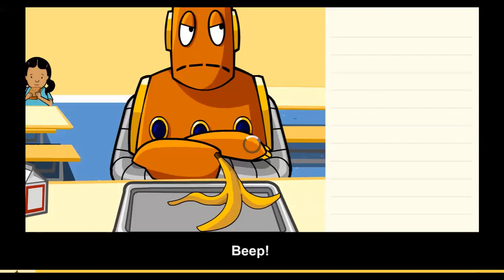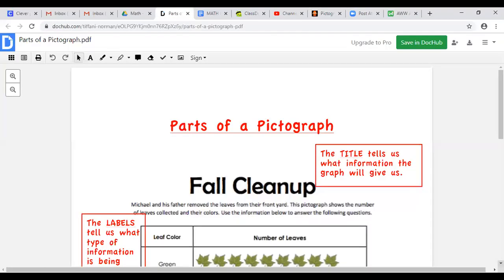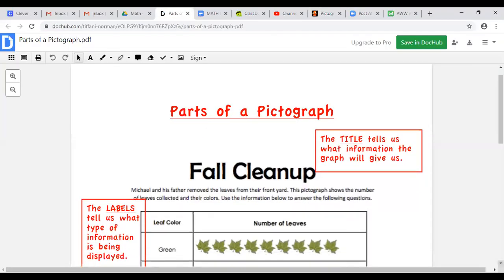All right, so that was a video on pictographs. And before we get into our lesson, I'm going to show you the parts of a pictograph. This is just an example of a pictograph about fall cleanup. One part, just like the young lady in the BrainPOP video said, is that the title tells us what information the graph will give us.